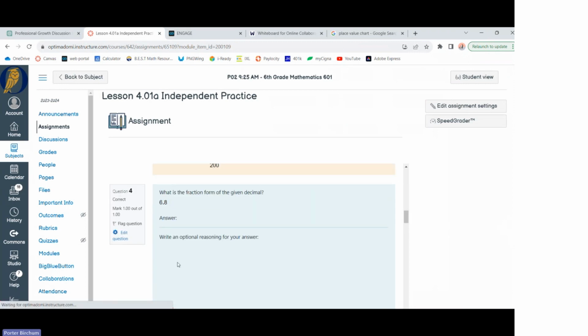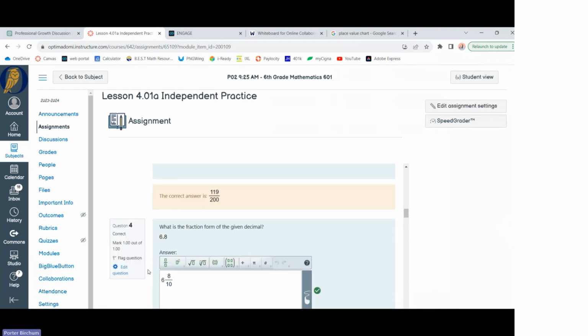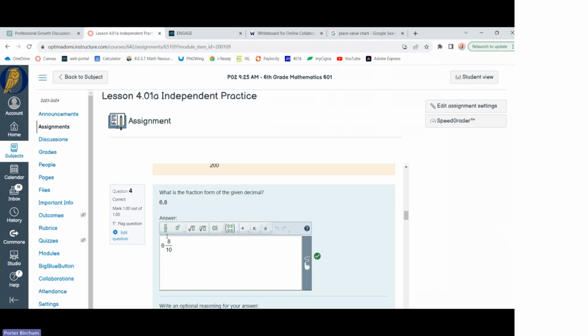I think it's going to say it's wrong. Oh, nope, it said it's correct. Oh my goodness, looky there. 6 and 8/10. I could have also done 68/10. Ends in the tenths place, but all the numbers on top of the 10, 68/10.